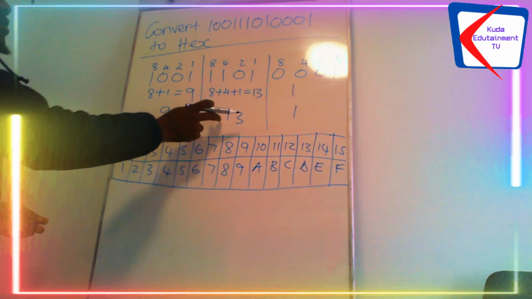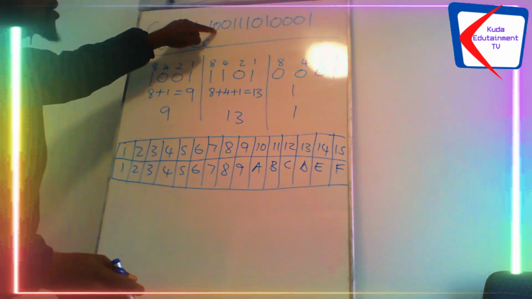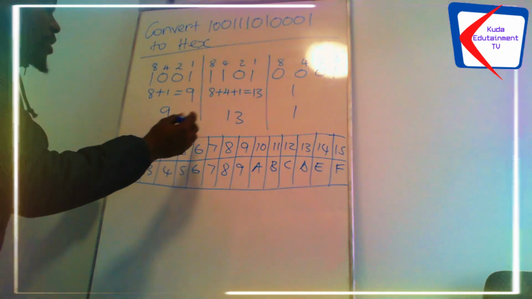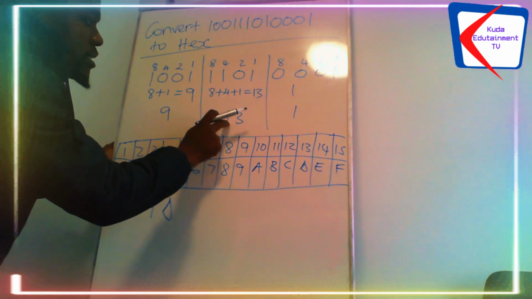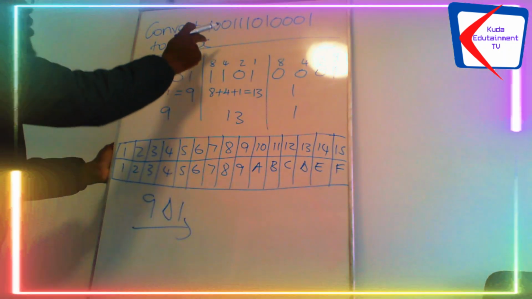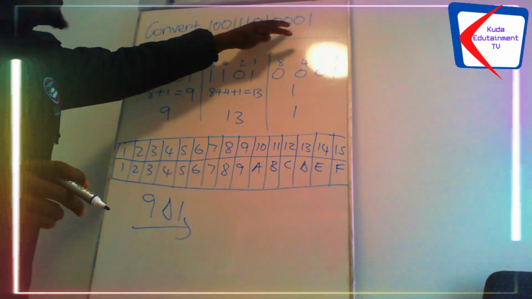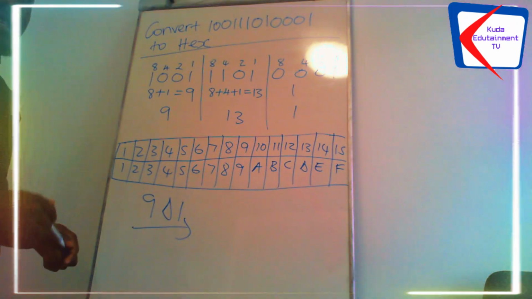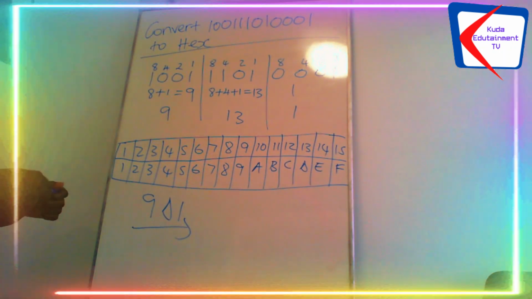So now, instead of writing 13, the answer for 1001110100001 to hexadecimal will be 9D1, because 13 is equal to D, so it will be 9D1. So 1001110100001 to hexadecimal would be 9D1. So this is how we convert from binary to hexadecimal.